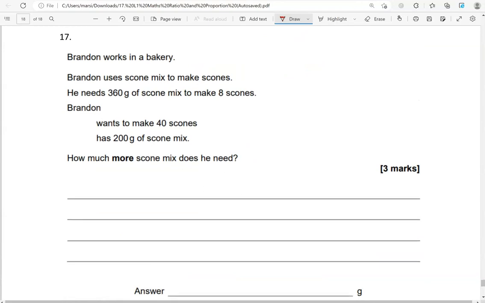Brandon works in a bakery. Brandon uses scone mix to make scones. He needs 360 grams of scone mix to make 8 scones. So scone mix is 360 grams to make 8 scones. Brandon wants to make 40 scones and has 200 grams of scone mix. How much more scone mix does he need?